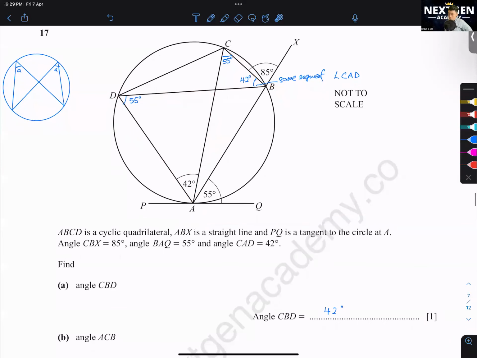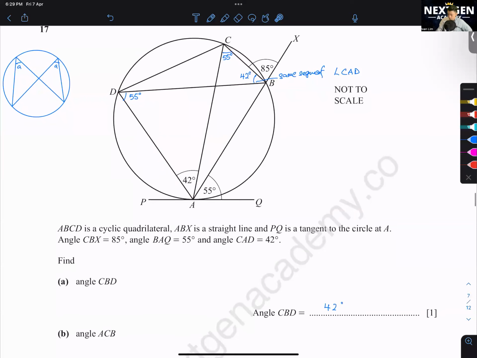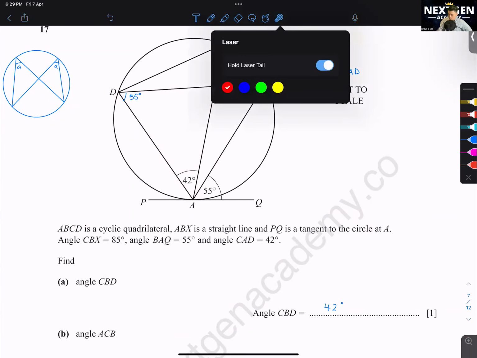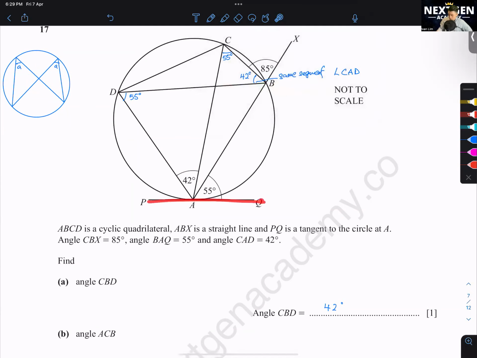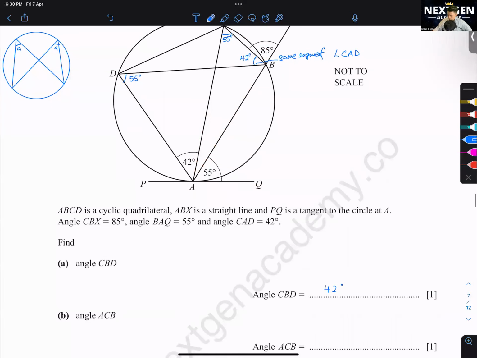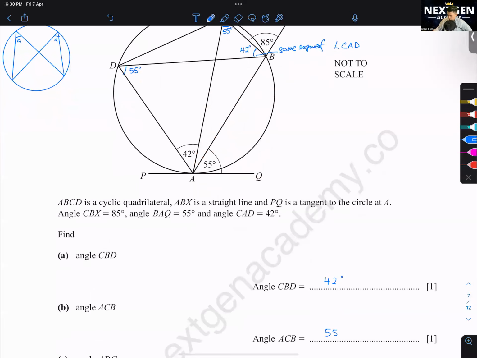So, same segment: angles in the same segment. Or the other one is the alternate segment theorem, where I have a tangent and I have a triangle. So you see here, my angle here will be the same as my angle here. It depends how you see it. So this one is 55 degrees.